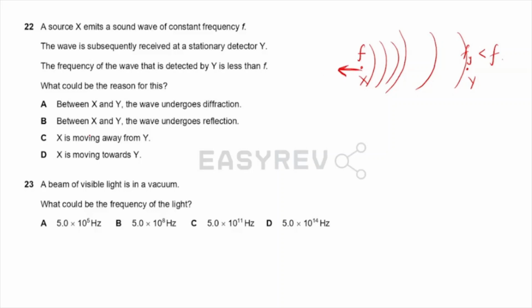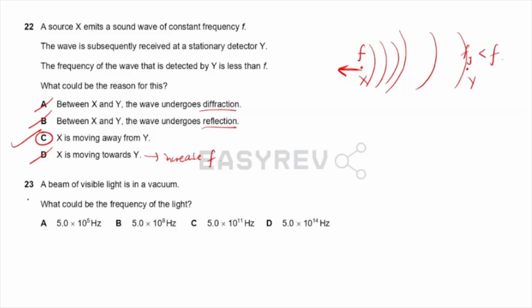Frequency doesn't change upon diffraction or reflection, so A and B cancel out. If X were moving towards Y, then Y would have been receiving more waves every second. So there should have been an increase in F. So in that sense, C makes the most sense.